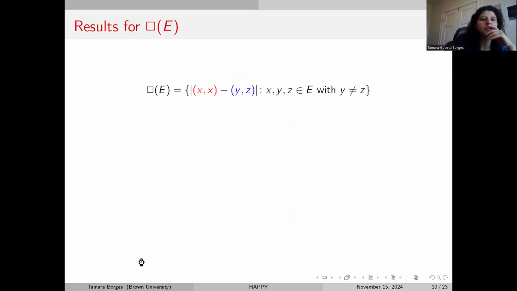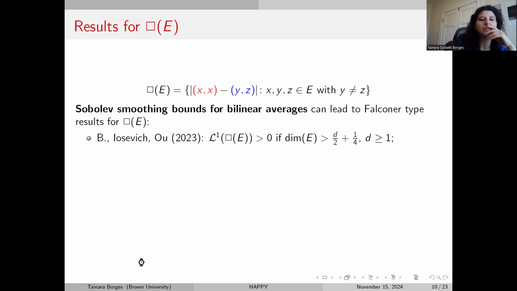Let me tell you what we know for box E. If you just use Sobolev smoothing estimates for bilinear averages, you can already get some information for box E. So we showed with Iosevich and Oh in 2023 that you can get positive Lebesgue measure for box E if the dimension of E is larger than d/2 plus 1/4. And this works for every d at least one.